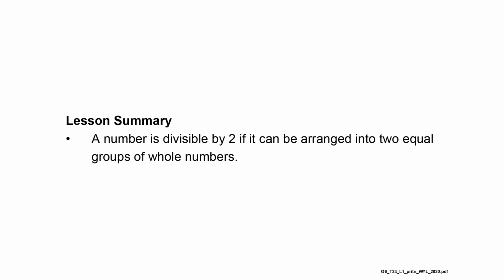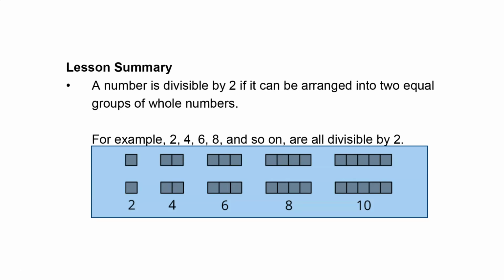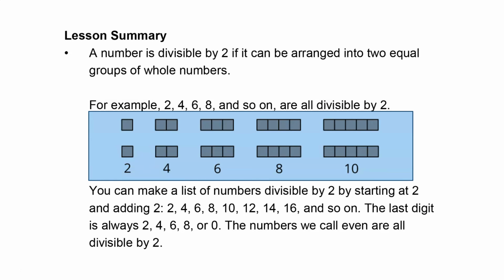Lesson summary. A number is divisible by 2 if it can be arranged into 2 equal groups of whole numbers. For example, 2, 4, 6, 8, and so on are all divisible by 2. You can make a list of numbers divisible by 2 by starting at 2 and adding 2. So 2, 4, 6, 8, 10, 12, 14, 16, and so on. The last digit is always 2, 4, 6, 8, or 0. The numbers we call even are all divisible by 2.